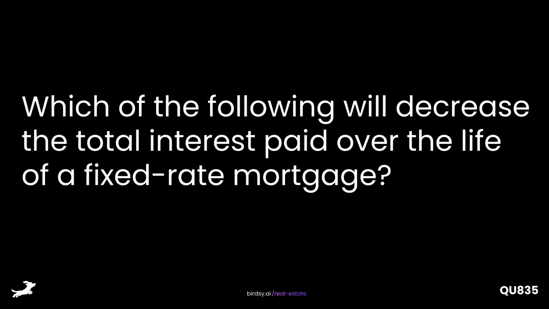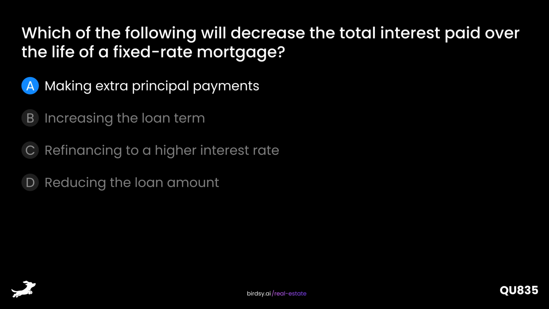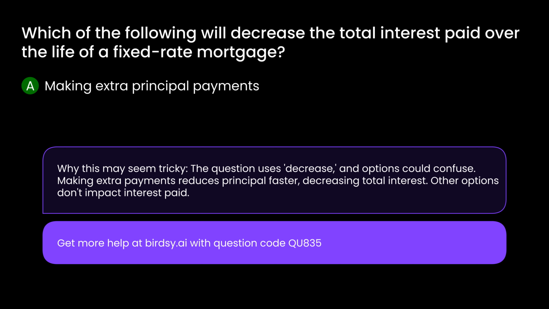Which of the following will decrease the total interest paid over the life of a fixed-rate mortgage? Is it A, making extra principal payments, B, increasing the loan term, C, refinancing to a higher interest rate, or D, reducing the loan amount? The answer is A, making extra principal payments. Why this may seem tricky. The question uses decrease and options could confuse. Making extra payments reduces principal faster, decreasing total interest. Other options don't impact interest paid.